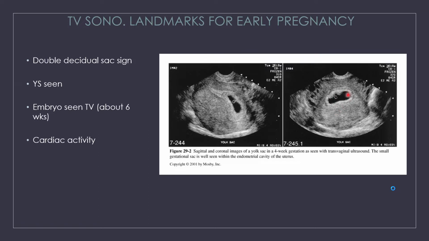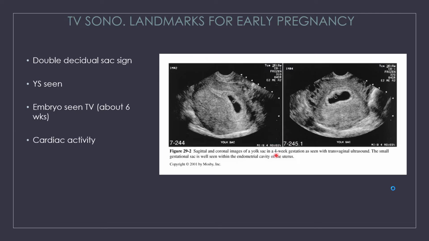And remember, it's going to be anechoic inside, and that's fluid. So the yolk sac should be seen. We can see the tiny little yolk sac, looks like a Cheerio. That's called the Cheerio sign. And the embryo, if we are scanning with an endovaginal probe or transvaginal probe, then we should be able to see it by 6 weeks. We can see it transabdominally that way as well.